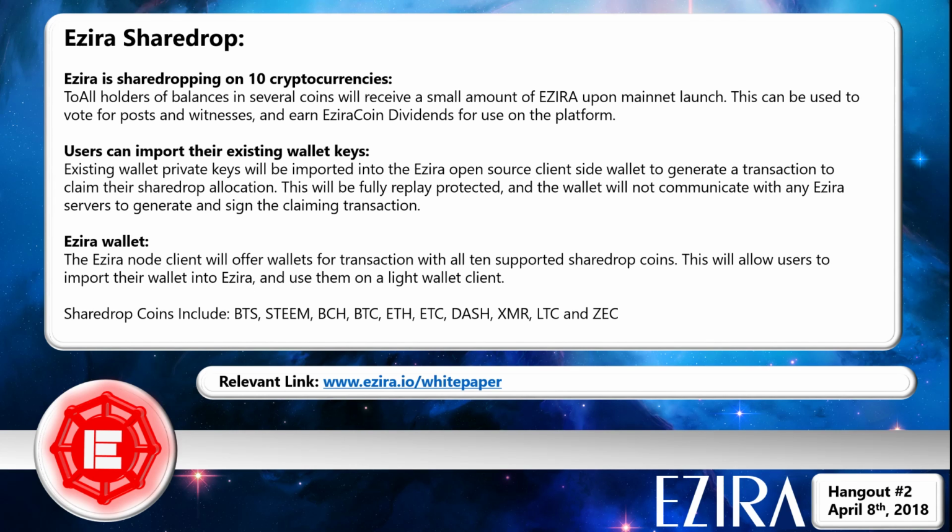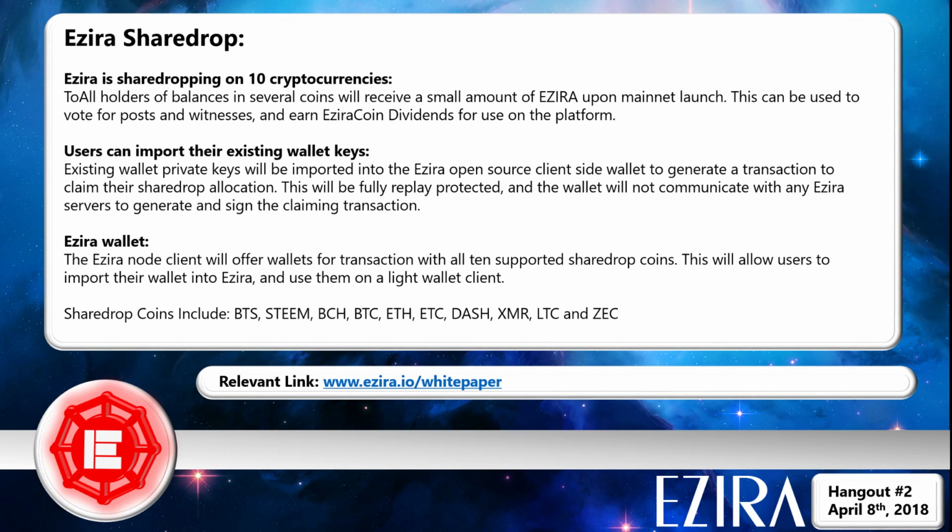Users will be able to import their existing wallet keys into the Ezira open source client-side wallet, and there they'll generate a transaction to claim their share drop allocation. This wallet will be fully replay protected, and it will not communicate with any Ezira-owned servers to generate and sign the transaction. So users' private keys from other chains will be completely safe, and they will not touch any Ezira-owned servers at all. And that code will be open source and verifiable to everybody.